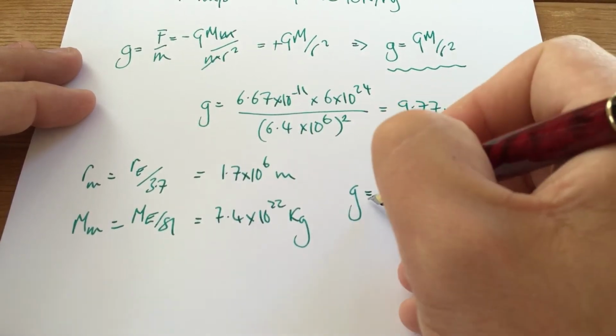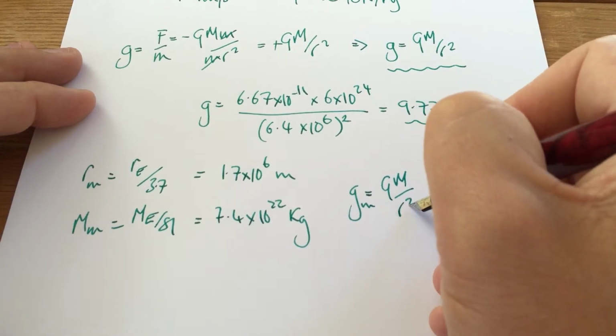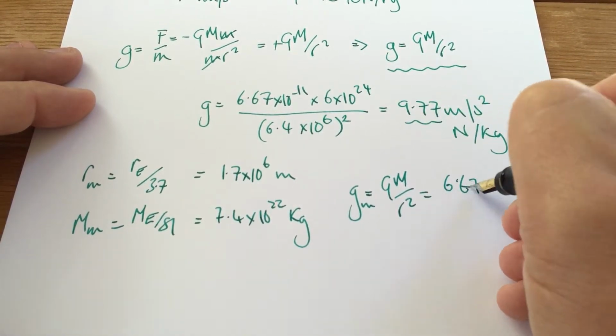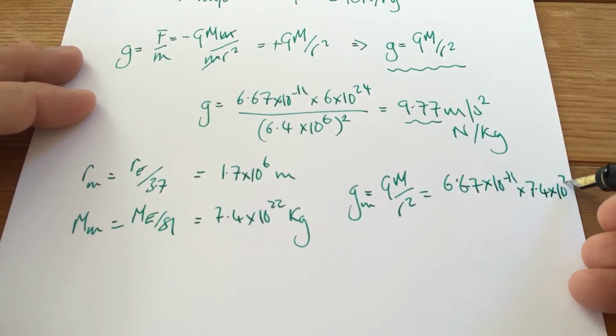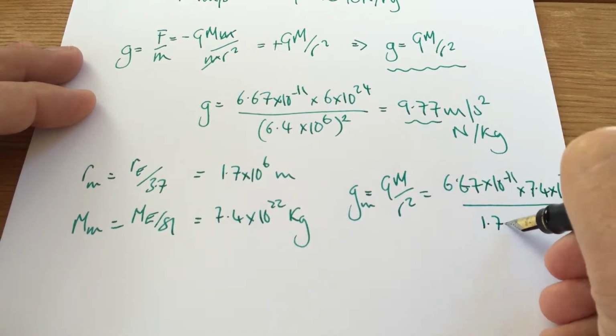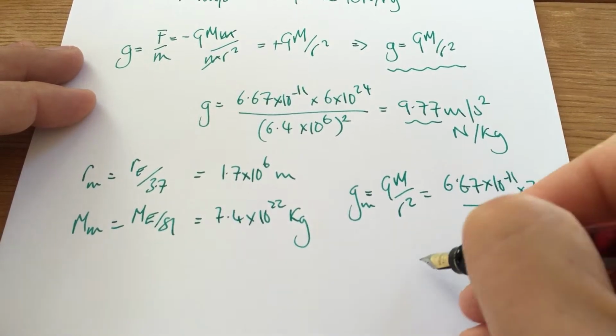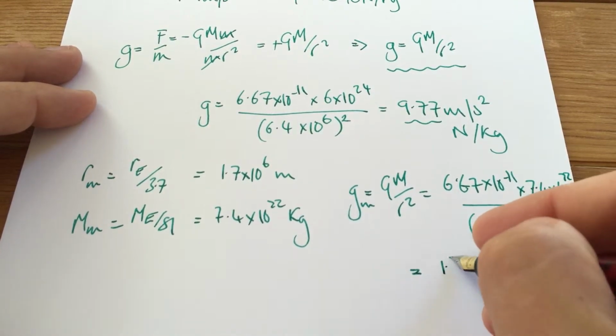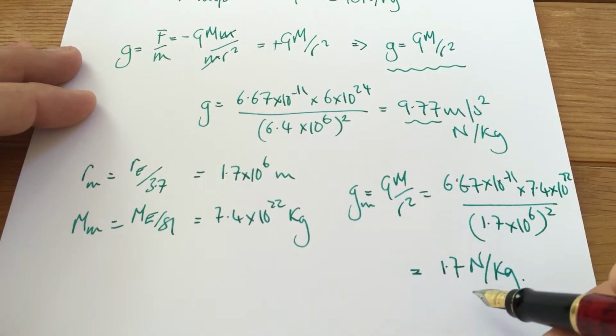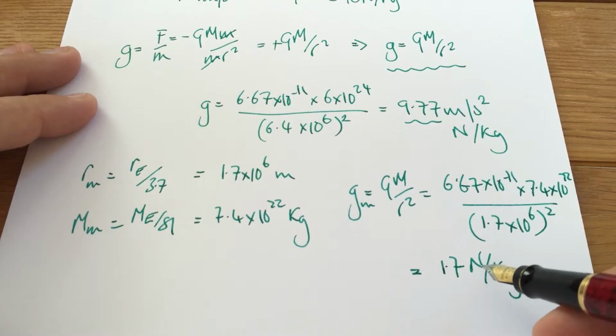So therefore g on the Moon would be GM over r squared: 6.67 times 10 to the minus 11, memorise it, by 7.4 times 10 to the 22, divided by 1.7 times 10 to the 6, remember to square it, often forgotten. I'll just plug that in. It should be about 1.2, but just get the actual value. Yeah, 1.7 it says here, newtons per kilogram. So significantly different to that on the Earth, nearly a tenth.